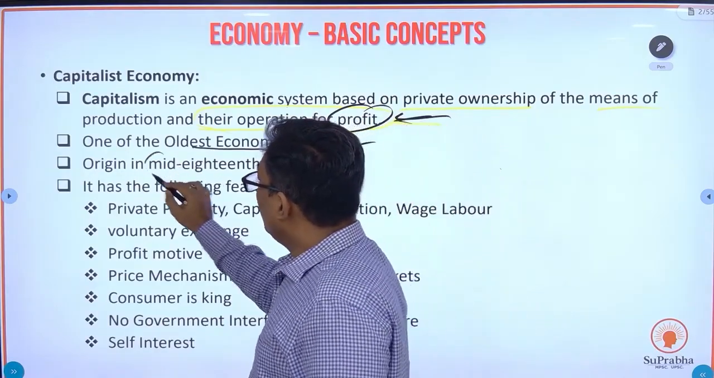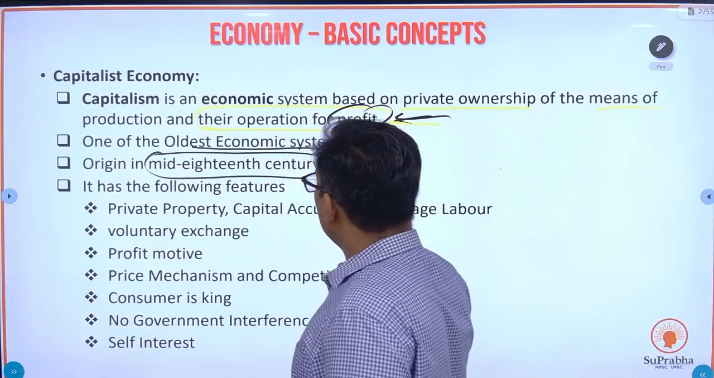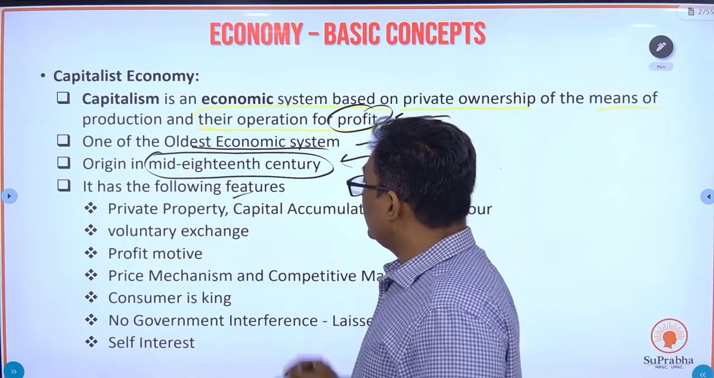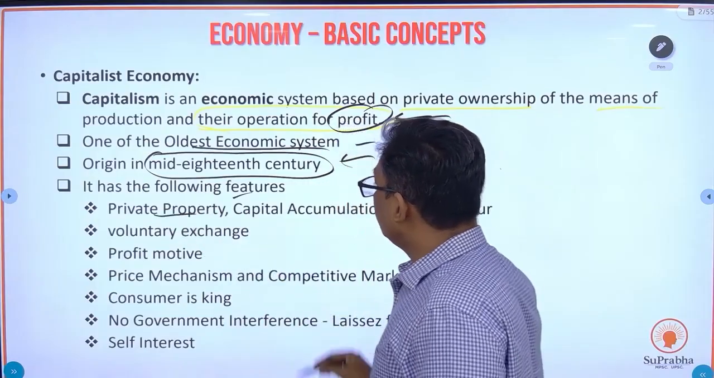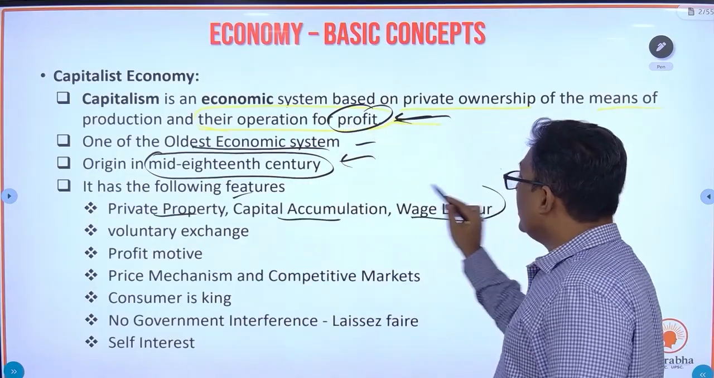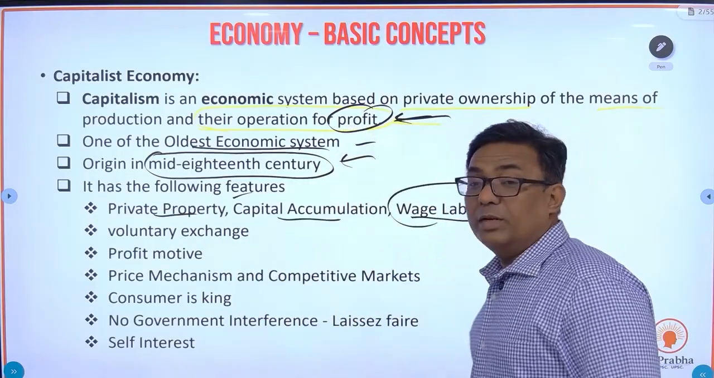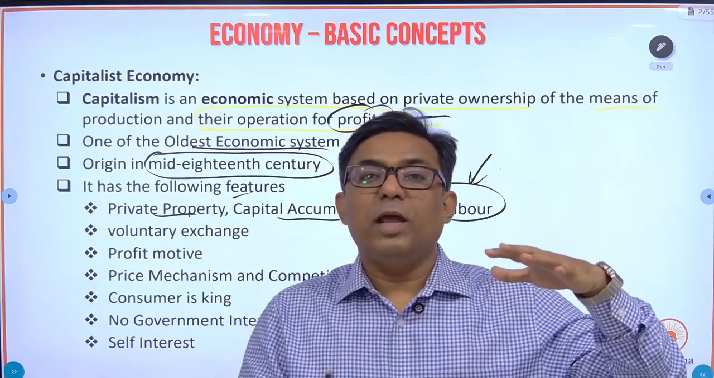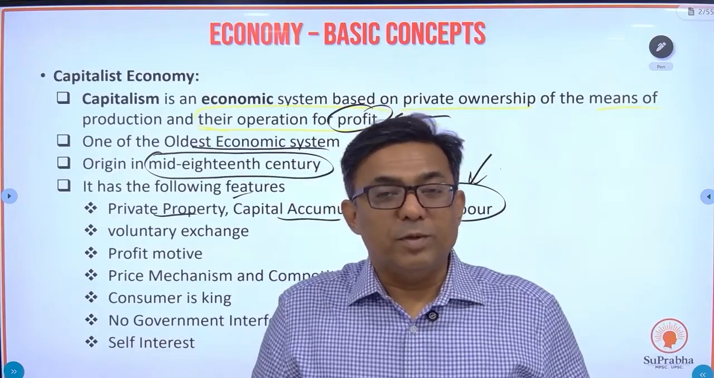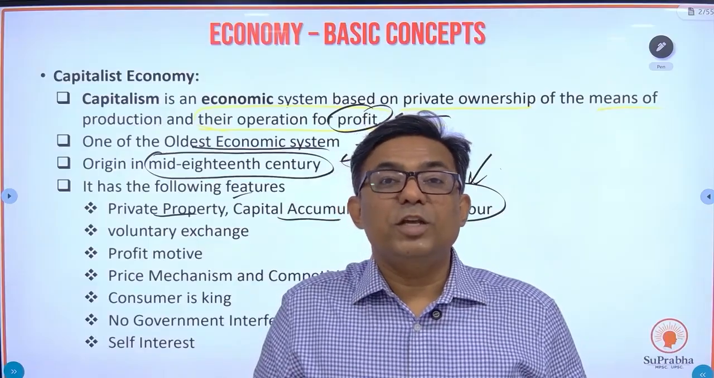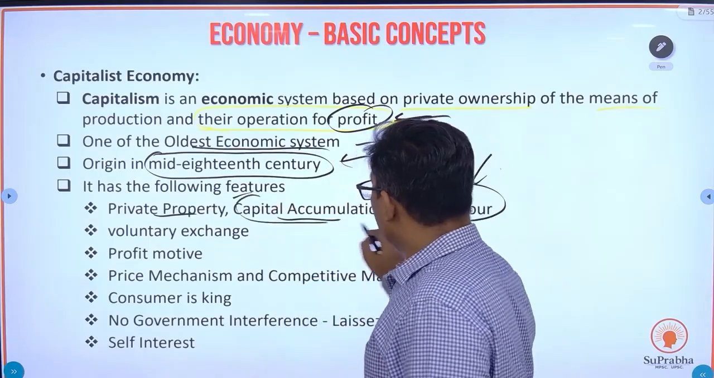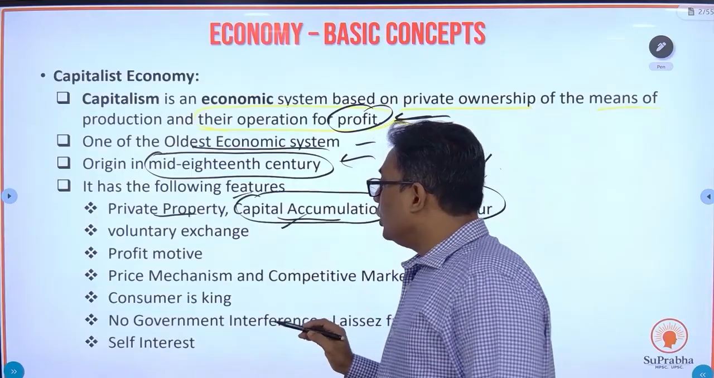Now, the modern capitalist economy started during the mid 18th century. It has the following features: private property, capital accumulation, wage labor. This is very important, wage labor. In a capitalist economy, the owner is going to employ labor and provide wages to the labor. So there is wage labor over here. And yes, a private player will go for capital accumulation.